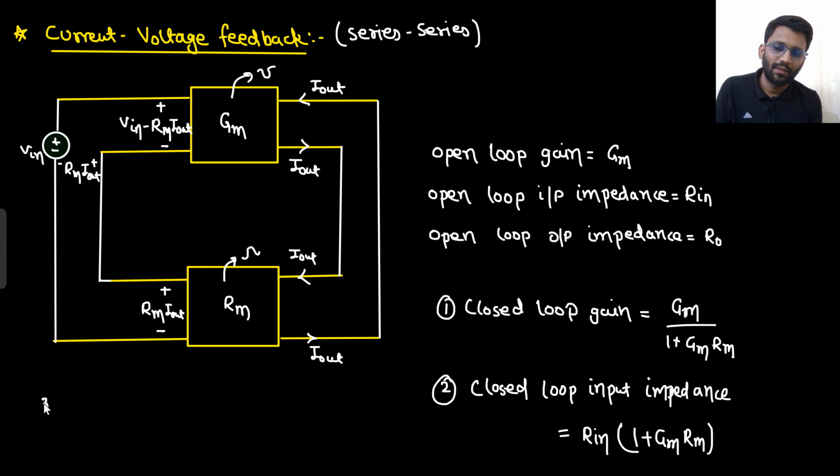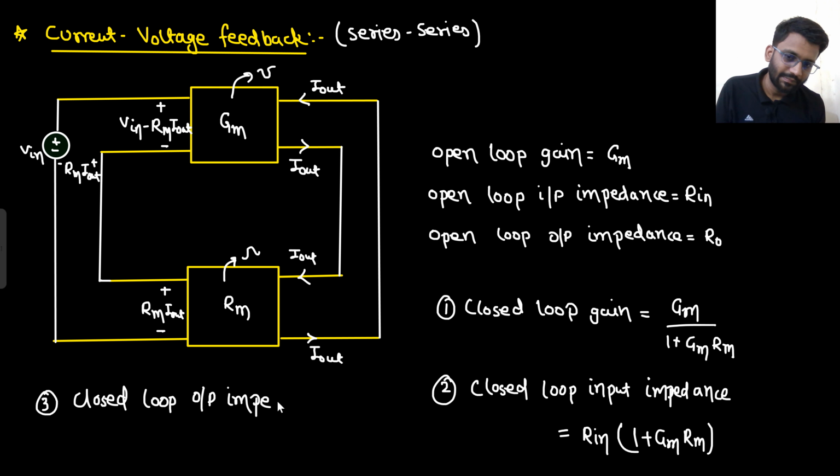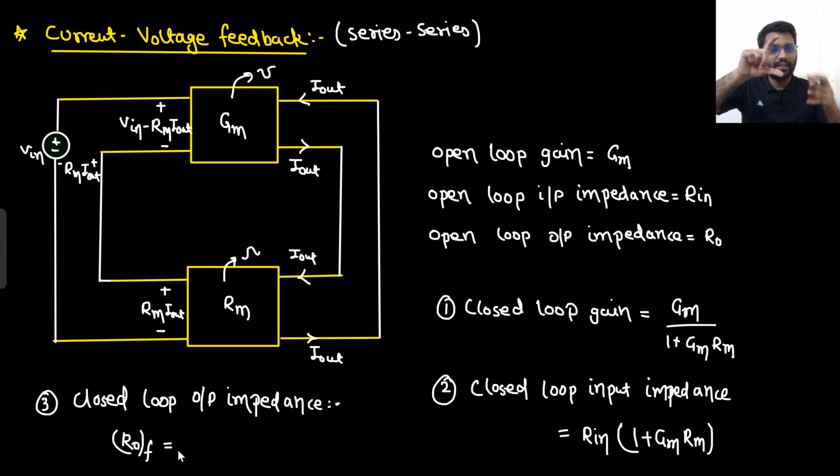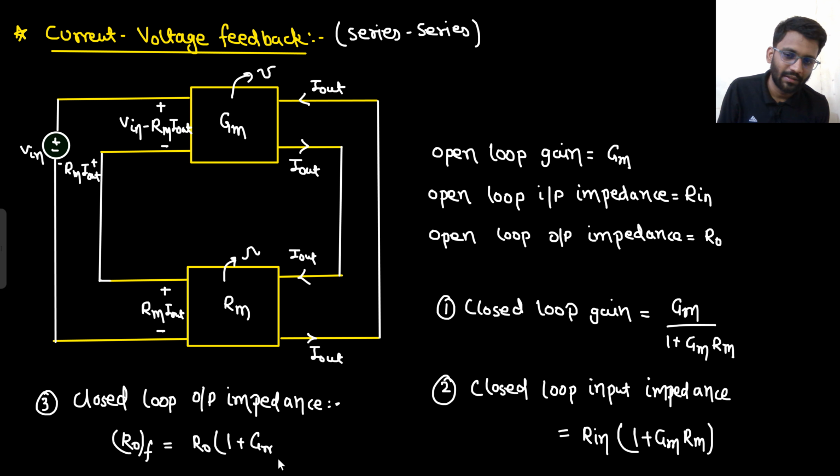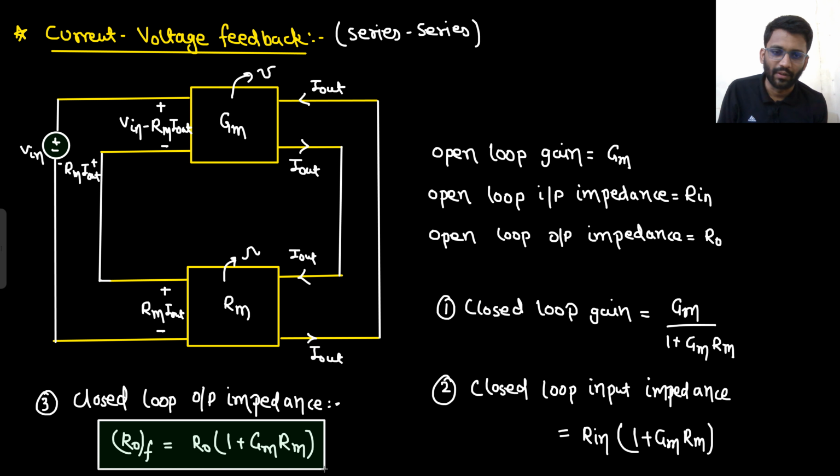Right? And what about closed loop output impedance? What is your output? Output is current. So if output is current, you would want less current in the output impedance but more current in the load. So you want more and more current in the load, so you would want your R0 to be as high as possible so that more and more current can go into the load. So R0 with feedback would be R0 into 1 plus A beta, that is GmRm. That's it. Everything you have found out.